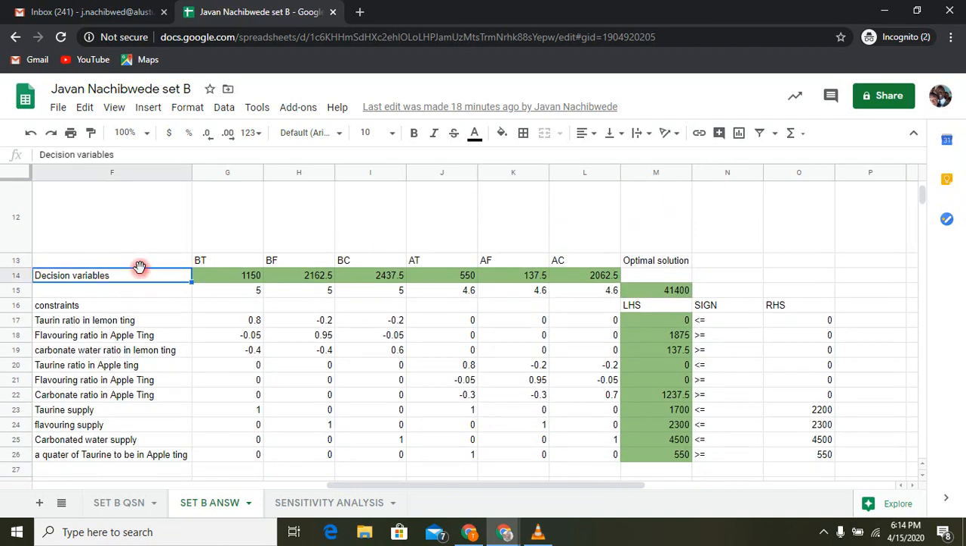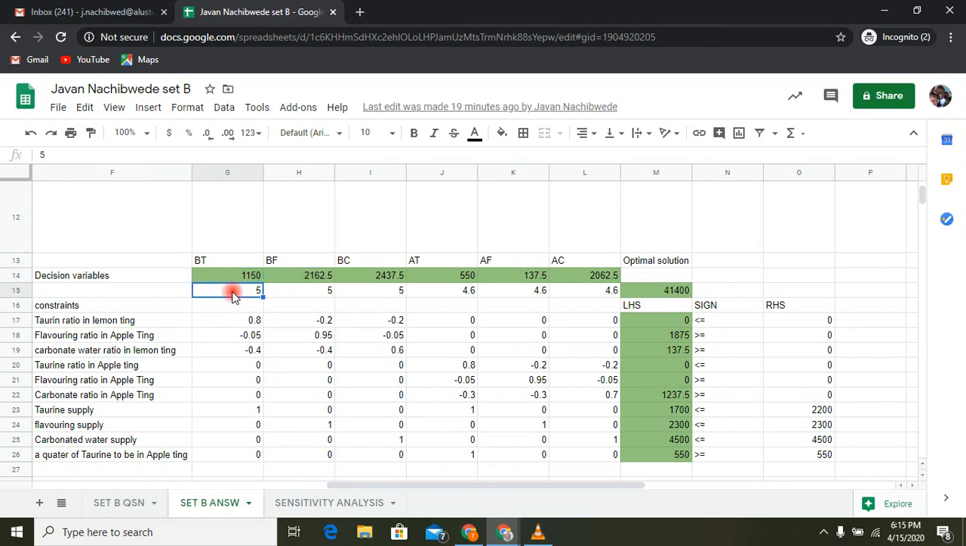So the decision variables are represented under the taurine, the flavoring, and the carbonated water under lemon ting, and then the taurine, flavoring, and carbonated water under the apple ting. Then the decision variables will fall here. So this will form part of the objective variables that will be changing when I open the solver. Yeah, they'll fall under here.